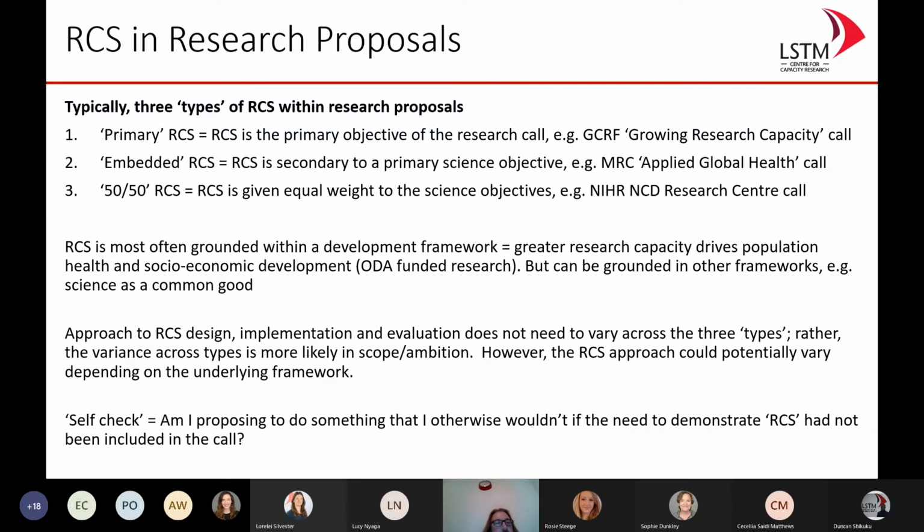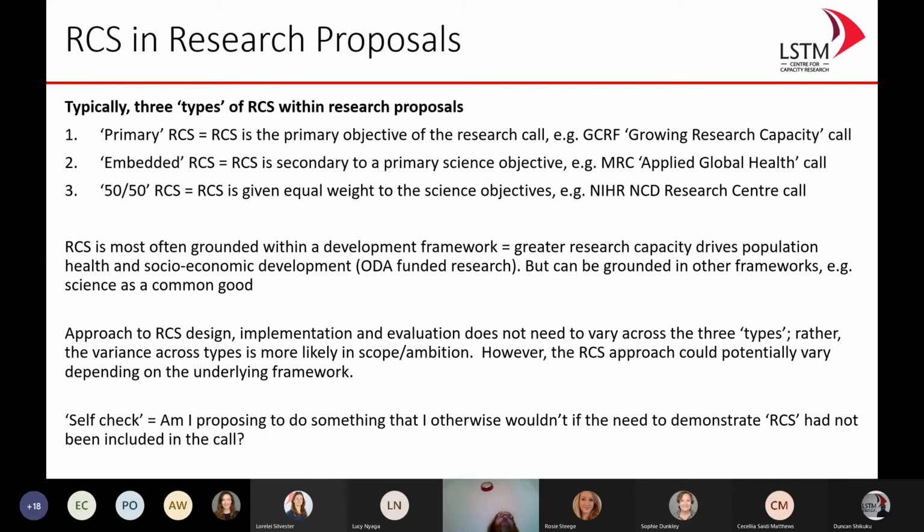Now, your approach to RCS design, implementation and evaluation does not need to vary across these three types. Rather, the variance is more likely in terms of scope and ambition. So what you do in terms of your process may be the same, but it may be less ambitious where RCS is embedded as a secondary objective as compared to where RCS is the primary objective.